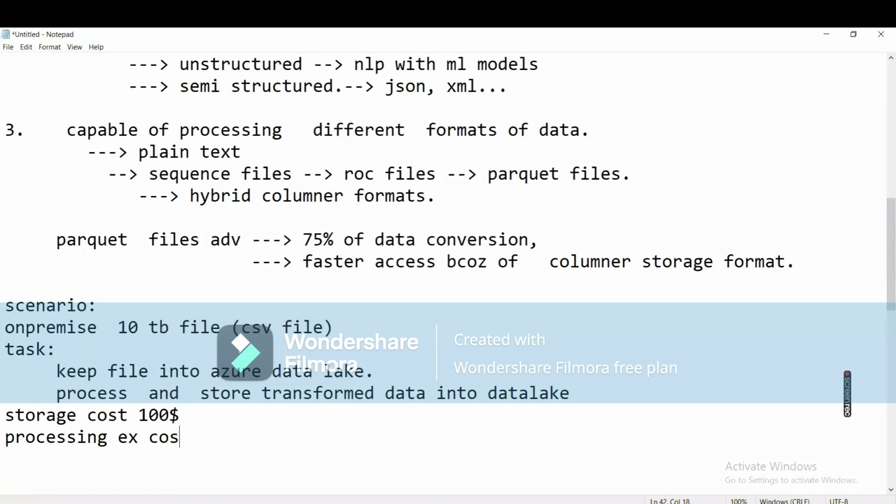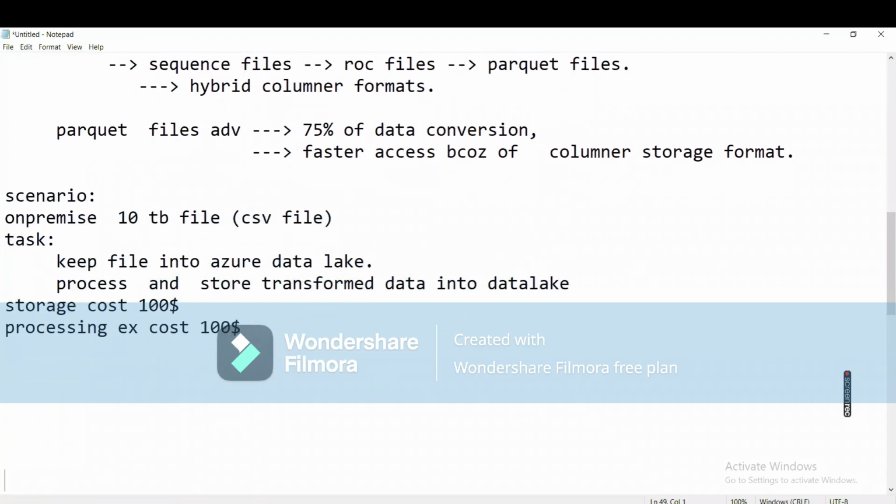Processing execution cost, let's say $100. Totally, for this process, a $200 bill is applied to the client. Again, the same process is required tomorrow. Tomorrow onwards, by taking the data from the data lake file, they want to perform different analytics.